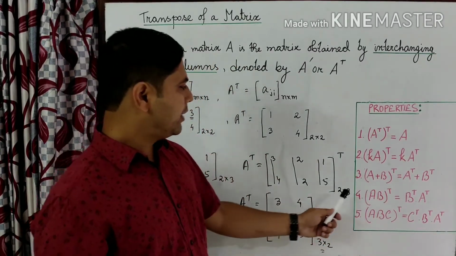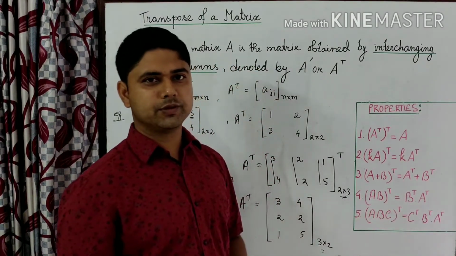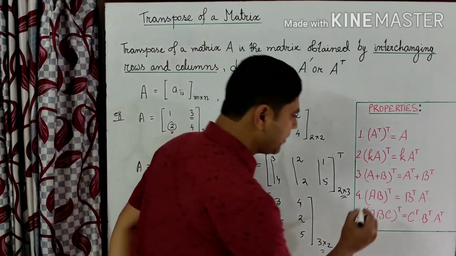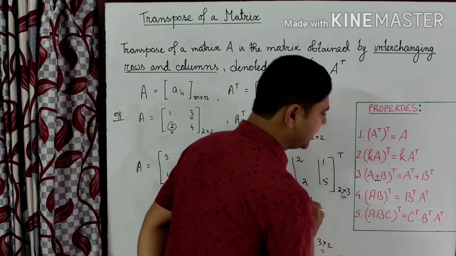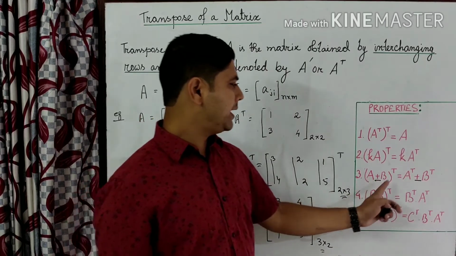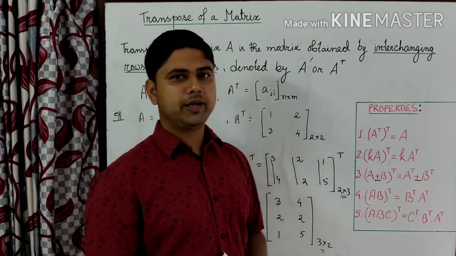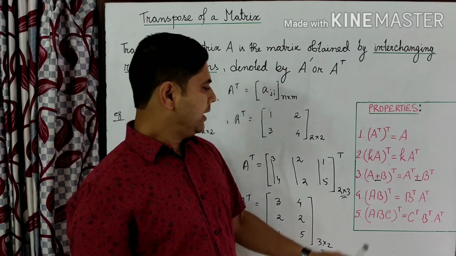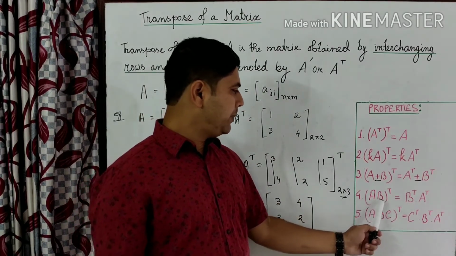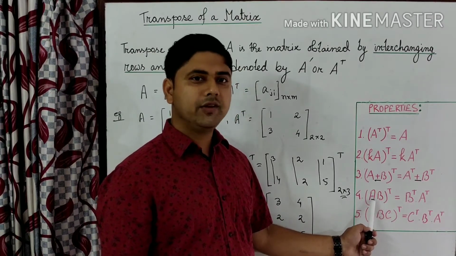Clear? And third one is what? A plus B whole transpose equal to A transpose plus what? B transpose. Okay. If you have this sign as negative, then this one also has a negative sign. Because A minus B whole transpose equal to you have what? A transpose minus what? B transpose. Okay. Again, when you multiply A into B whole transpose, if multiplication is possible, that means this one is defined.